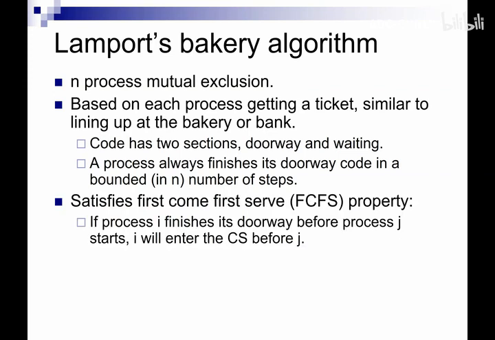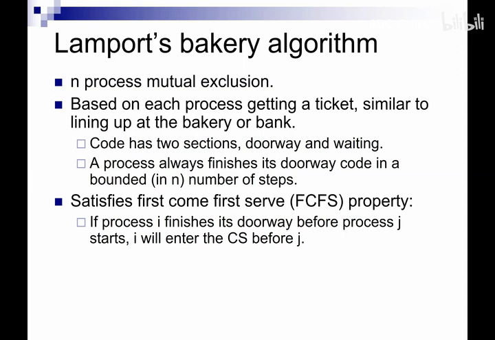And this bakery algorithm has this nice first come first serve property. What it's saying is that if one process I finishes its doorway section, which is a few lines of code, before another process J even starts the algorithm, then I will definitely enter the critical section before J. So that's this first come first serve property.